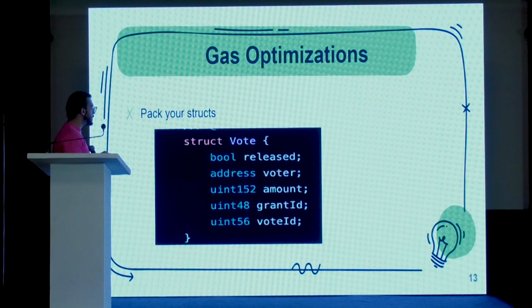The next one is, again, very, very basic. You guys might have already seen this in many articles if you have read any articles regarding smart contracts. So this is basically to pack your structs. In this example, I have a struct named vote, right, with 5 parameters. There's a Boolean parameter, an address, and 3 unsigned integers, right?